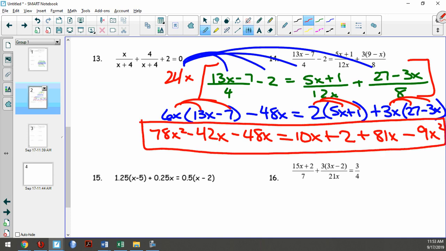Do we understand that problem? Does it make more sense? Okay, Tori, how about 15 for me? Very good. Do we all understand that? So 125x minus 625 plus 25x equals 50x minus 100. Number 16, Trevor, you're up to bat, buddy.